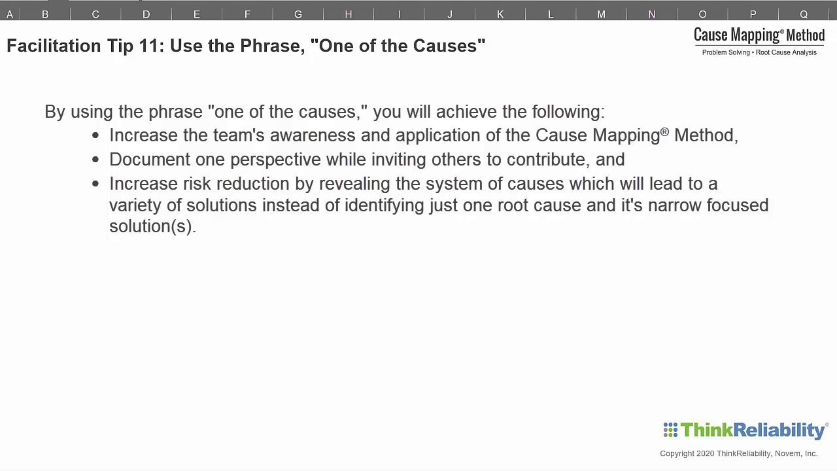And facilitation tip number 11 is to use the phrase "one of the causes." So I've explained in several of these tips, one of the benefits of using the cause mapping diagram is that it visually depicts all of the causes that are required to produce an incident.